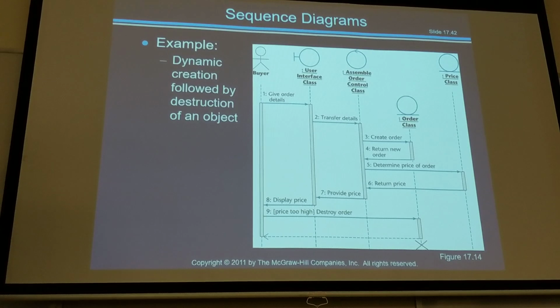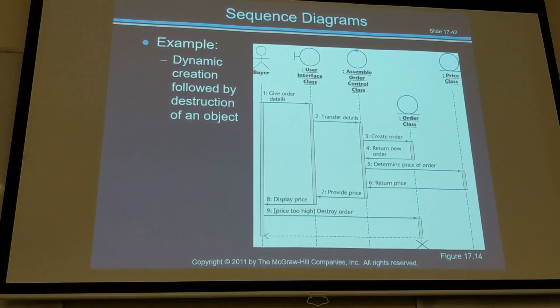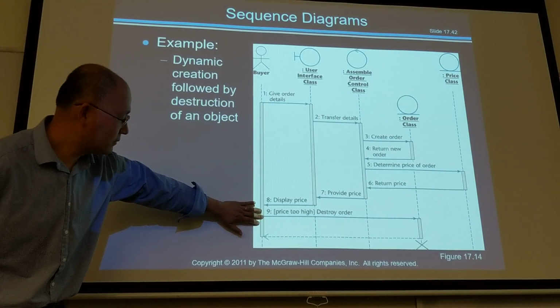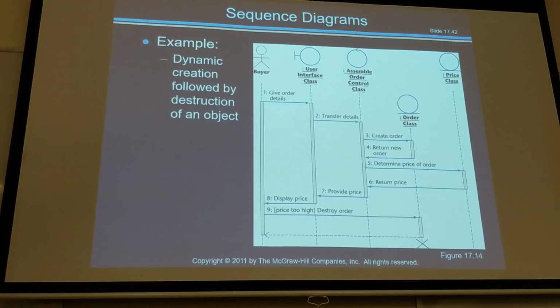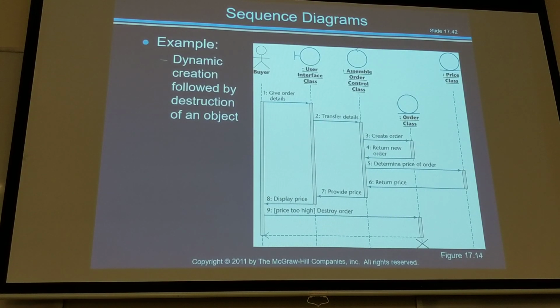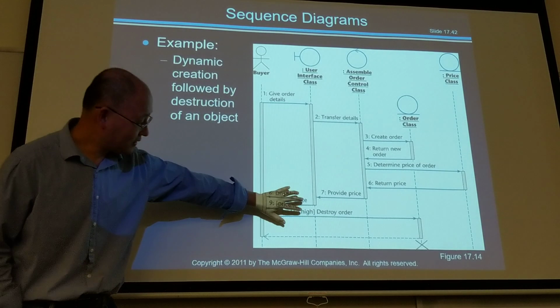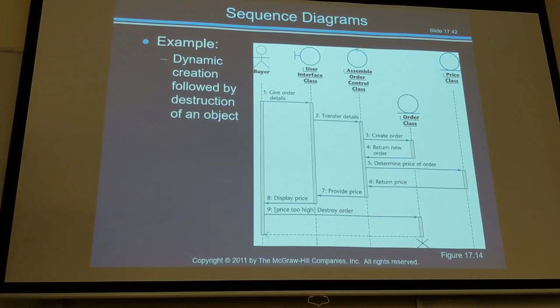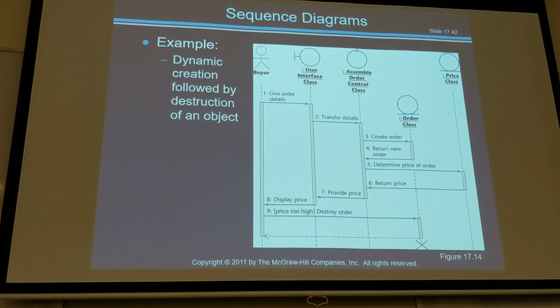Is that last step 9 actually allowed, with the user directly interacting with the order class rather than the user interface class? You mean this? Yeah. Or is that just an abbreviation? Yeah, certainly in any real design, this needs to go through the user interface. You go through the user interface anyway. This is just an abbreviation.